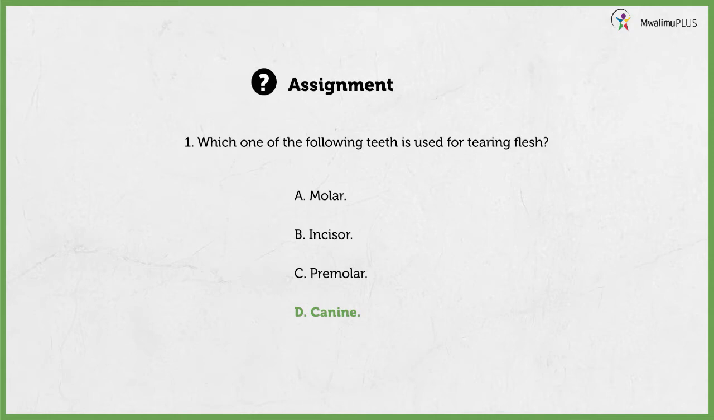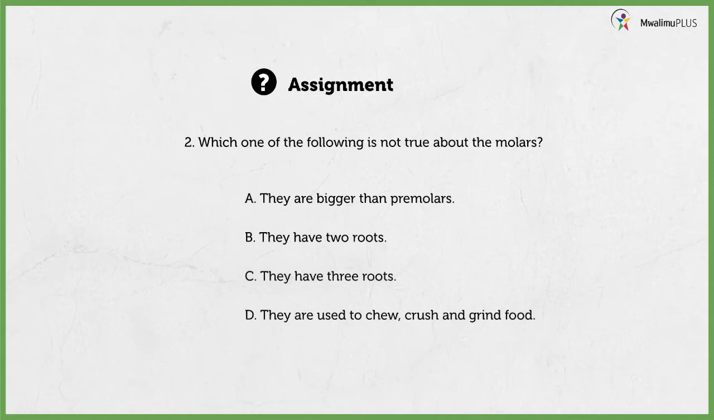Let us look at question 2. It reads like this. Which one of the following is not true about the molars? A. They are bigger than premolars. B. They have 2 roots. C. They have 3 roots. D. They are used to chew, crush, and grind food. So which answer did you provide there? Good. The correct answer is that they have 2 roots. The molars have got 3 roots. 2 roots are found with the premolars.